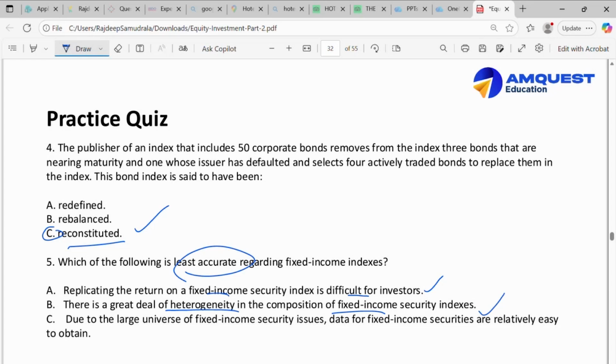It's not homogeneous the entire time. Due to a large universe of fixed income, data of fixed income is easy to obtain. Easy, it will never be. Fixed income is more difficult and tricky because the data is quite diverse and they have different time periods. Clear? So here the answer is a little bit more difficult to obtain.